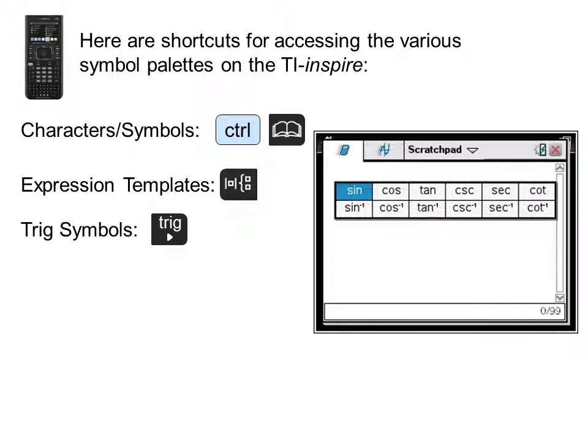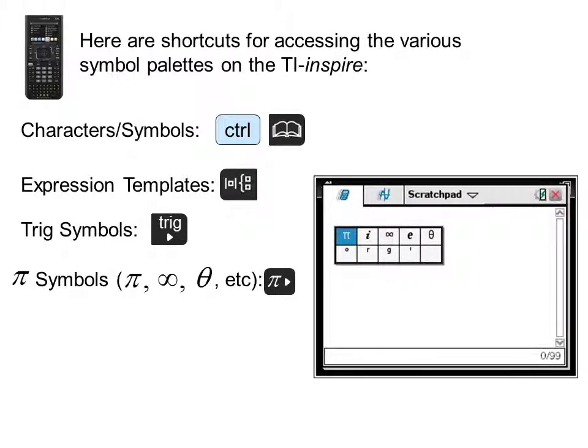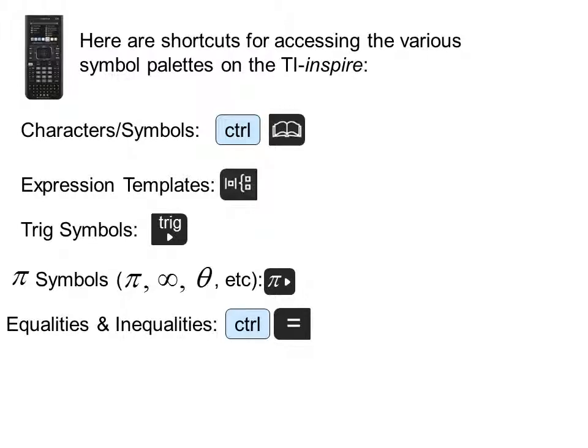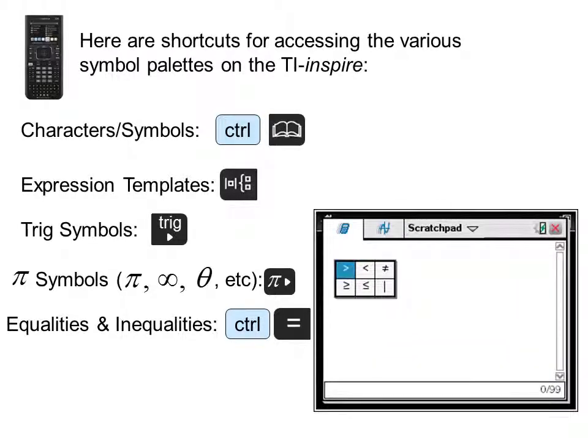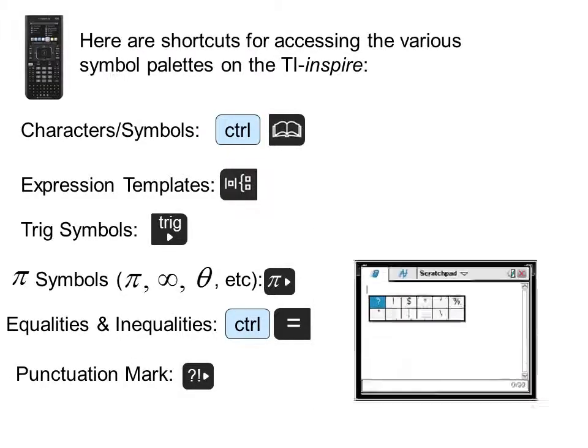Trig symbols. Or under the trig key. That one's pretty obvious. Pi symbols. These are just frequently used constants or variables. You may have noticed that the i, which is available here, was also in one of the other menus. I believe the infinity and the e were also. Equalities and inequalities are Control Equal. These symbols also could be found in at least one other palette. And punctuation marks.